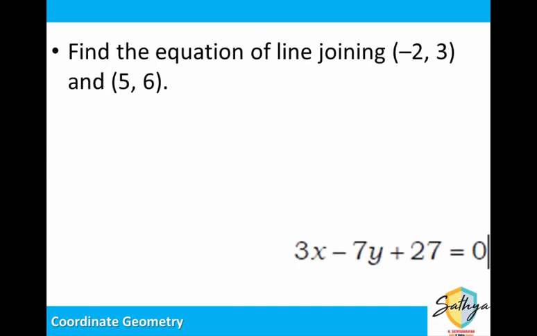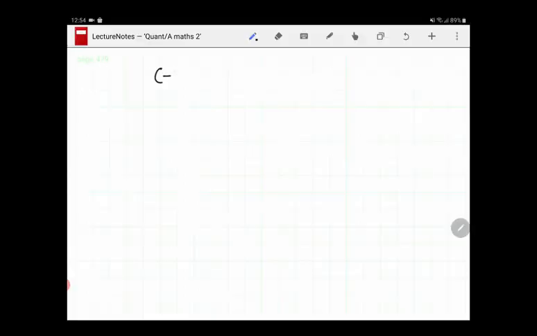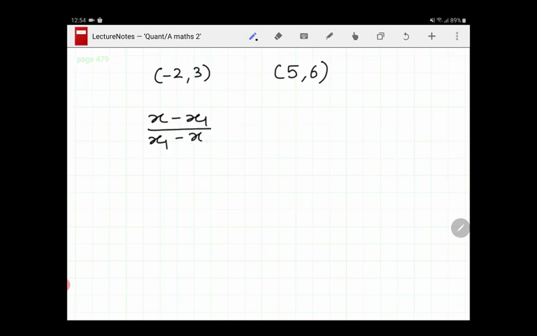Let us take a look at the equation of the line joining the points (-2, 3) and (5, 6). It is given that (-2, 3) and (5, 6) are the points which are to be joined. The equation is given by (x - x1)/(x1 - x2) = (y - y1)/(y1 - y2). Now, these are x1, y1 and these are x2, y2.